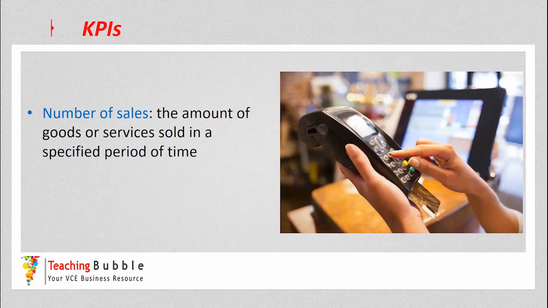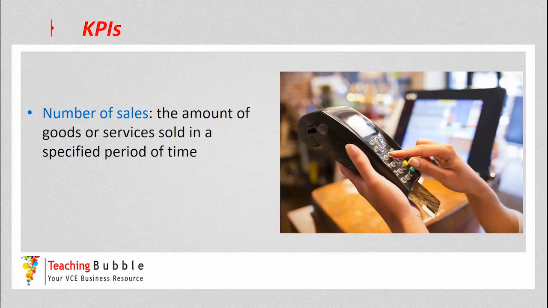The next KPI is number of sales, which is the amount of goods or services that a business has sold over a specified period of time. It's a really important KPI, obviously, as it allows the business to compare sales from one period to the next to see things that they're doing well, obviously sales being the lifeblood of a business.